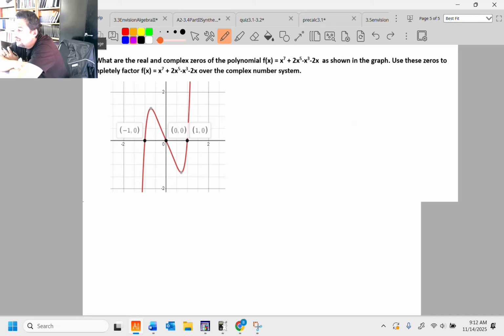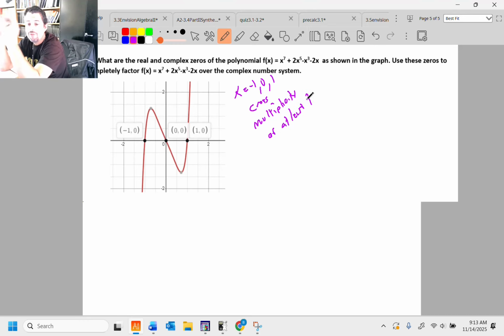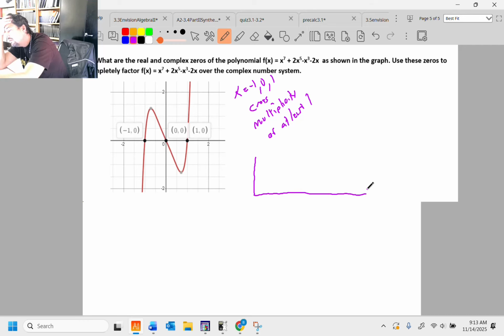What are the real and complex zeros of the polynomial as shown in the graph? Use these zeros to completely factor this thing over the complex number system. So I've given you 3 of the zeros. Your 3 zeros are x equals negative 1, 0, and 1, and they all cross, which means they have a multiplicity of at least 1. They could also happen 3 times or 5 times. We're going to find out, okay? We're going to use a little synthetic division, and we're going to divide each of those 3 things out.